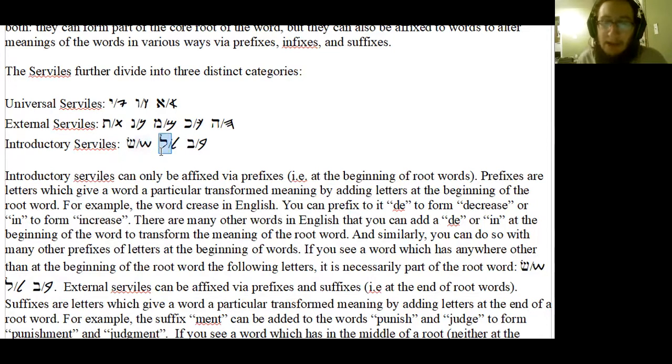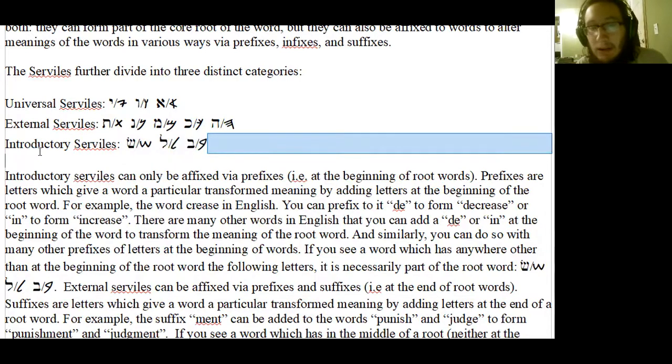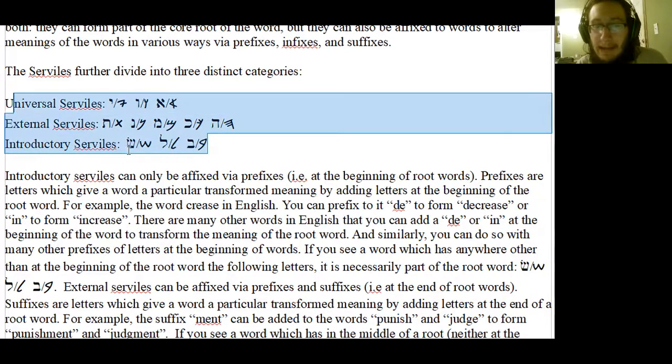Lamed, on the other hand, occasionally lamed seems to be added in no, let's see. I think that's resh, actually. Yeah, that's resh. Resh occasionally is added into words randomly. And that also might be an Aramaic feature, Aramaism, they call it.